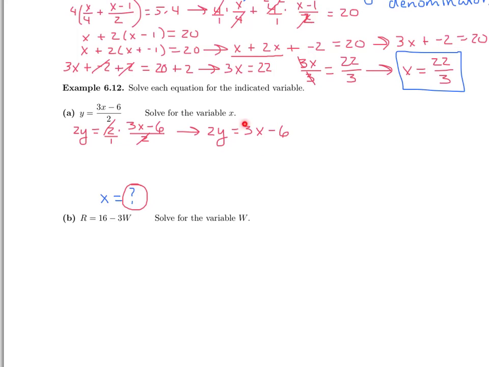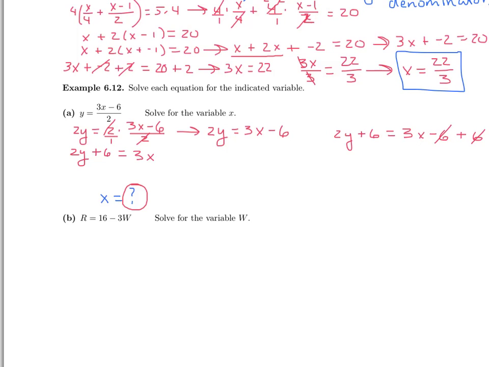Now, let's focus on undoing the subtraction of 6. We undo this by adding 6. So I'm going to take my 2y and add 6 to it, and I'll take the 3x minus 6 and add 6 to that. On the right side, negative 6 plus 6 is 0. So what we're left with is the equation 2y plus 6 equals 3x.